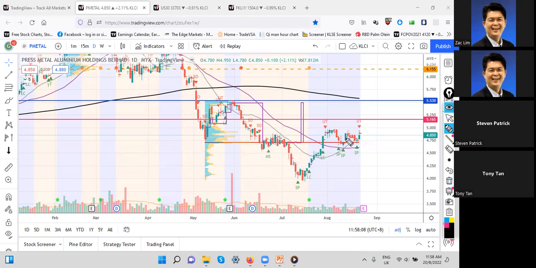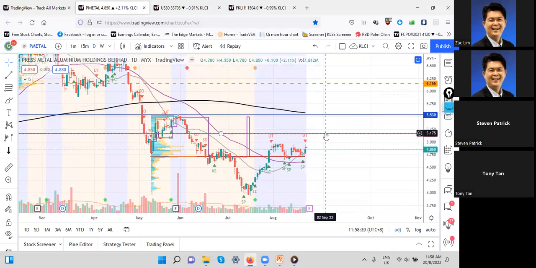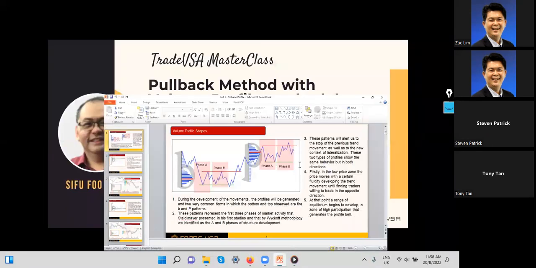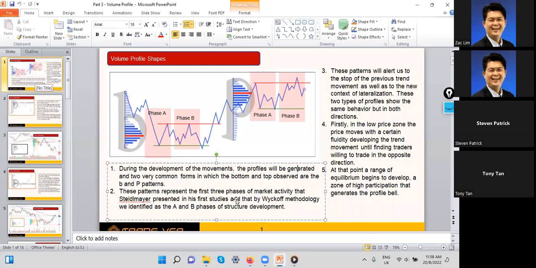For Press Metal, I think here they were building the base first before any rebound. Because Press Metal is quite a solid company, I think in the current situation it is likely to go sideways before any major recovery in the market, ready to go back to the high. Okay, so this is Press Metal. Oh, sorry, this one. Okay, so I go back to the slide.